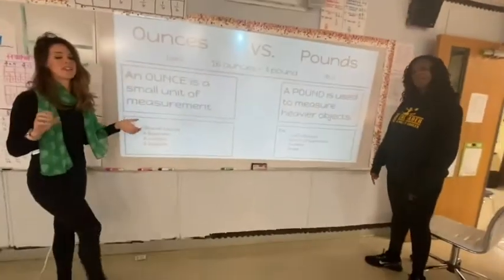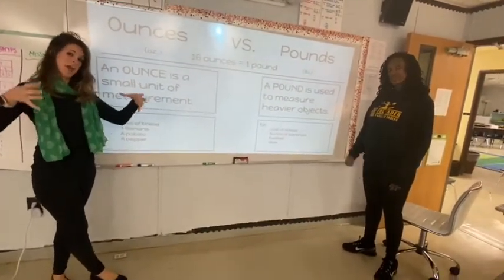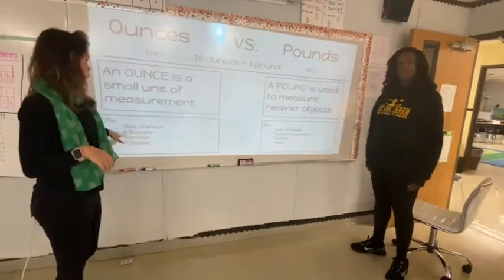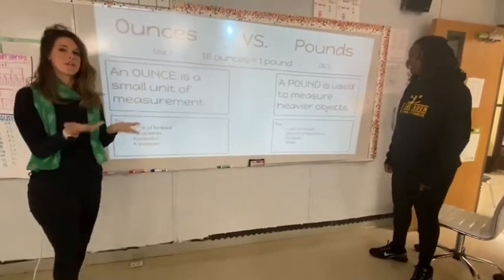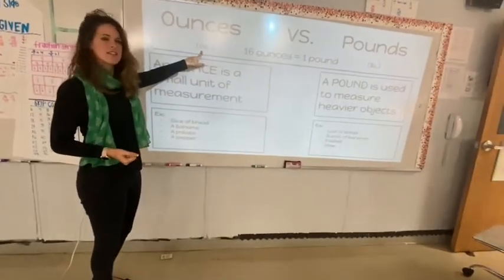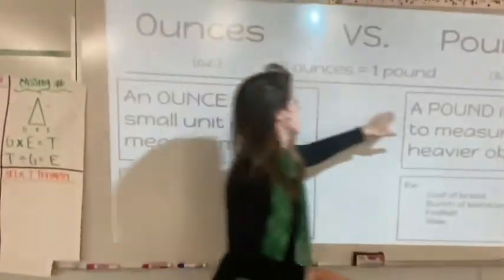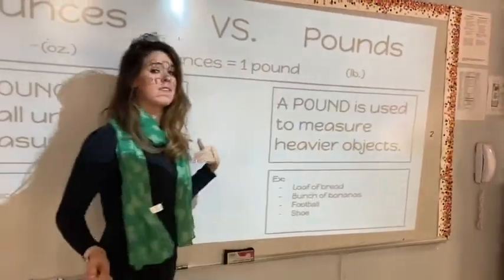So notice she said a loaf of bread, not just the 1 slice, but now the big bag of bread, the big loaf. Not just 1 banana, but a bunch of bananas. All right? Also, I see these things up here. OZ for ounces, and LB is the abbreviation for pounds.